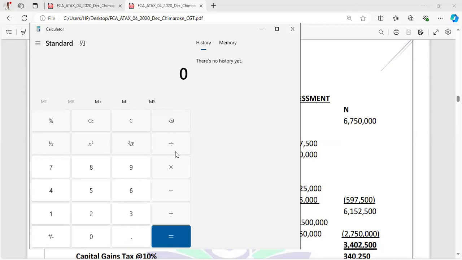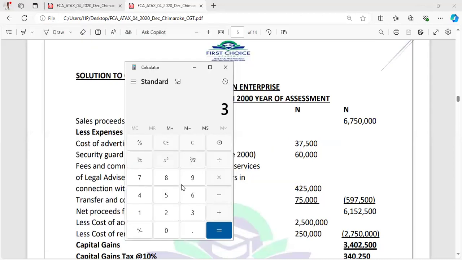Now when we add all of these together, let's add them together so we see 37,500 plus 60,000 plus 425,000 plus 75,000. We have 597,500, which is what we have here.